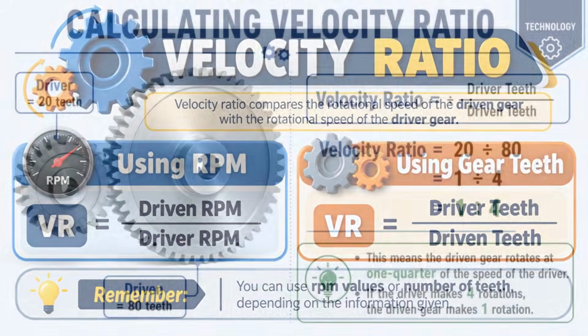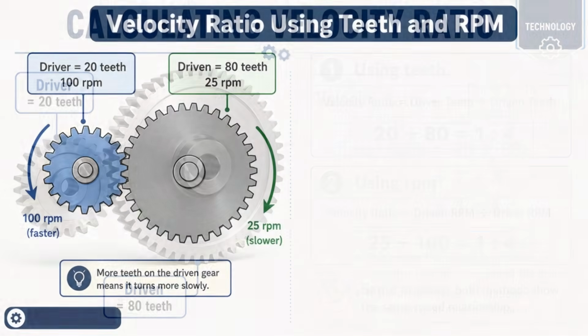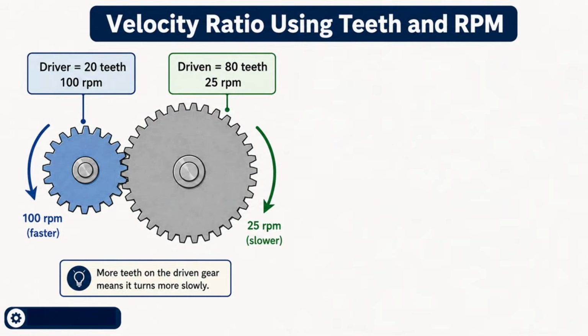Suppose driver gear equals 20 teeth and driven gear equals 80 teeth. Using the teeth, velocity ratio equals 20 divided by 80. That equals 1/4. Velocity ratio equals 1:4. Now suppose the driver rotates at 100 revolutions per minute. Because the driven gear is 4 times larger, it rotates at 25 revolutions per minute.